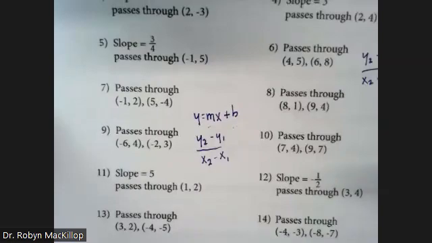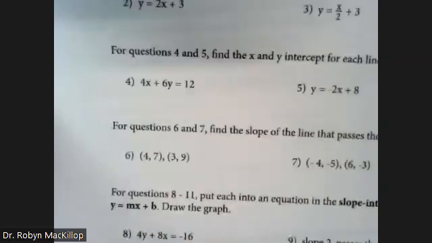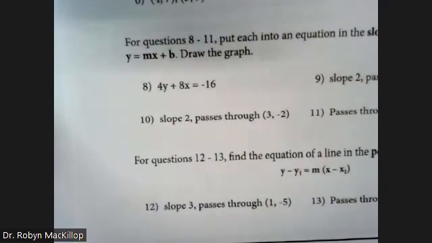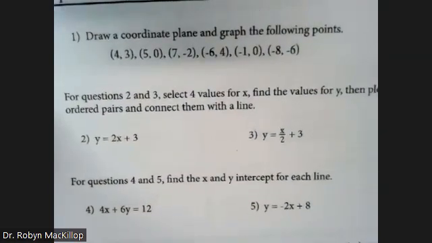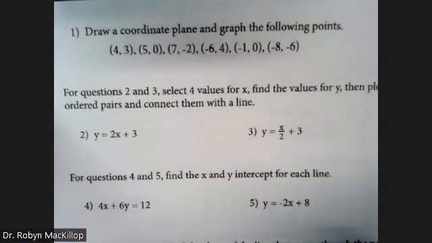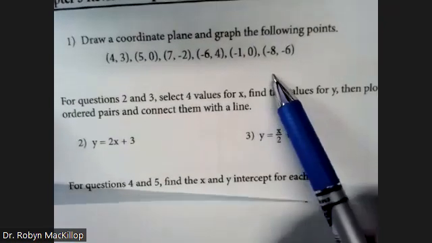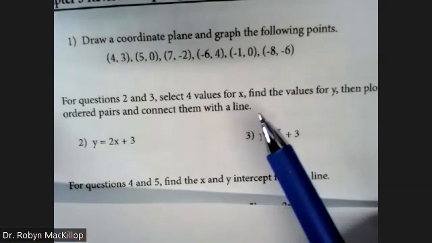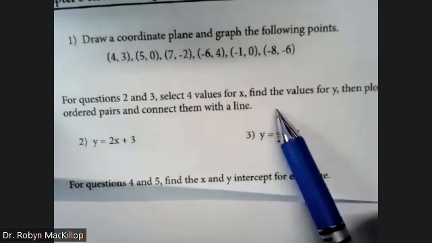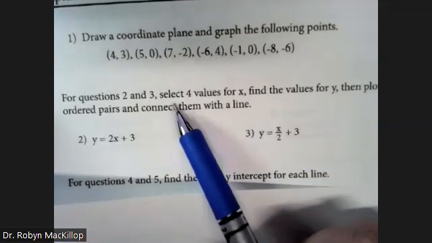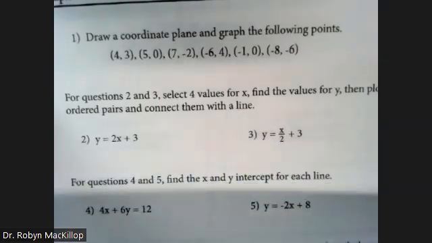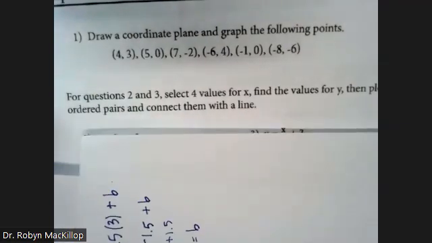All right, what else is? Oh, we're already at the review. So this page 76 is a good one to do because it's got a little bit of everything on it. You know, from the basic, just graph these or plot these points on your graph. And then this is going back to the function boxes. They say select 4 values for X. So that's when you do your little function box.